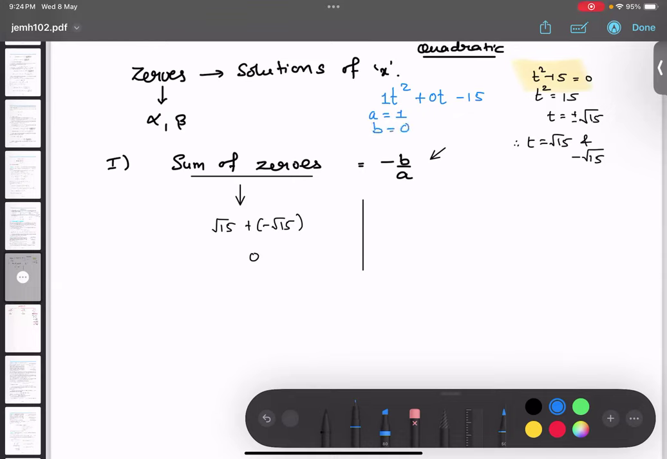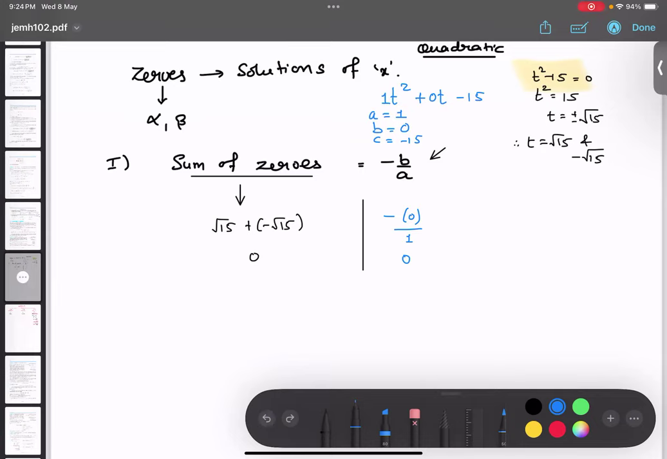And c is negative 15. Understood? Now we will substitute over here. Minus 0 upon 1 is what? 0. Isn't it, the answer is matching? Okay, so this verifies us. Hence, we will do one more thing.